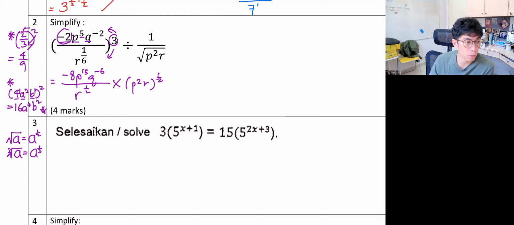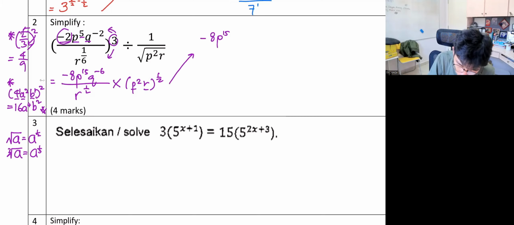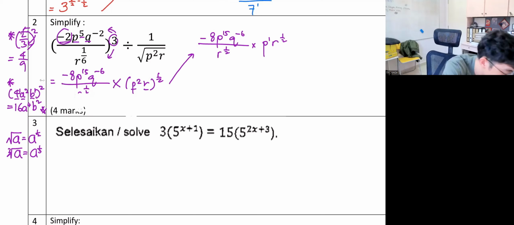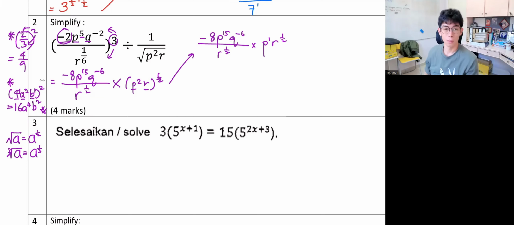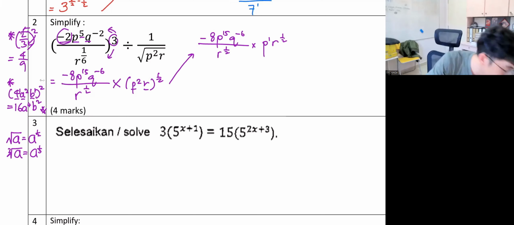Now we're going to continue with the next thing. You notice I changed the square root into power 1 over 2 already, right? So I'm going to move to the next part. You know brackets, you're going to multiply, right? So I'm going to rewrite the workings again. -8 p power 15 q power -6 over r power 1 over 2 times p power 1 r power 1 over 2. It's okay, right? I converted the square root into power 1 over 2.